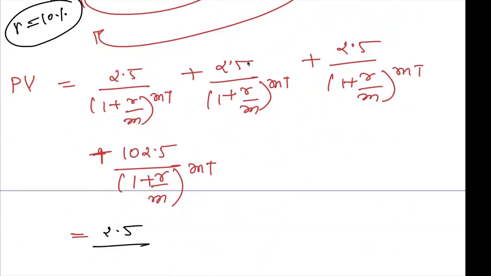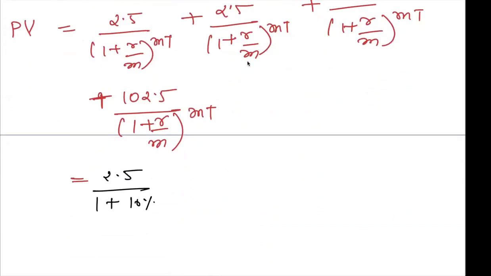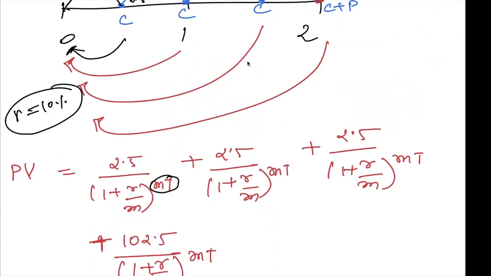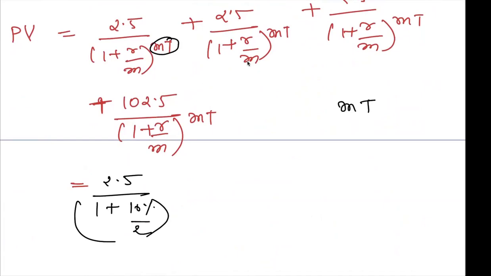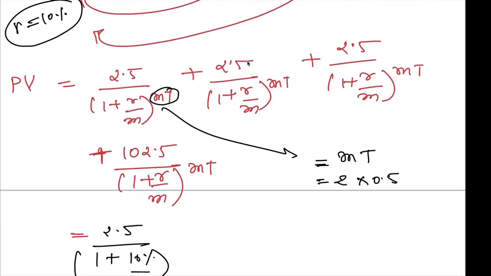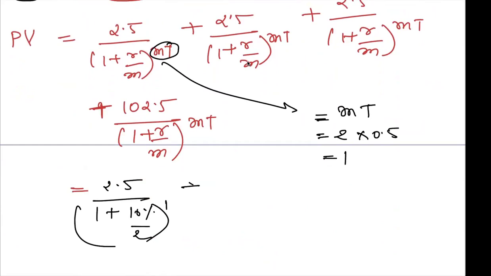Can I write this? Here, what will be this M times T? Can you tell me, everyone? MT for this is what? M is 2. You are receiving this money when? At 0.5, 6 months, right? So M times T is 0.5 times 2, which is 1.